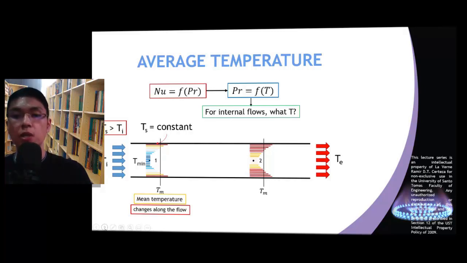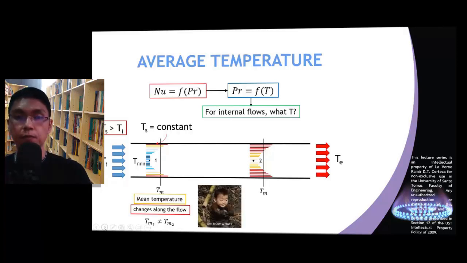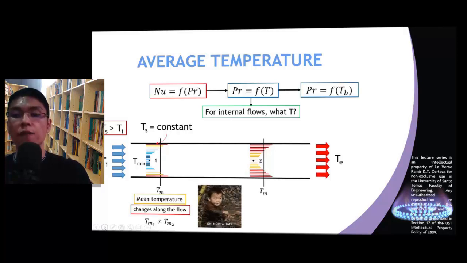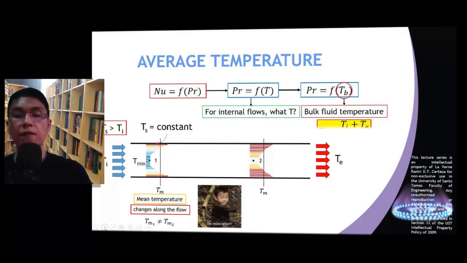Now, since the temperature changes along the flow, then it seems that we still have not resolved the question of what temperature to use in evaluating the Prandtl number. As a final resolution to this problem, the Prandtl number for internal flows is simply a function of the bulk fluid temperature T sub b. The bulk fluid temperature is simply the average of the inlet and exit temperatures of the fluid.